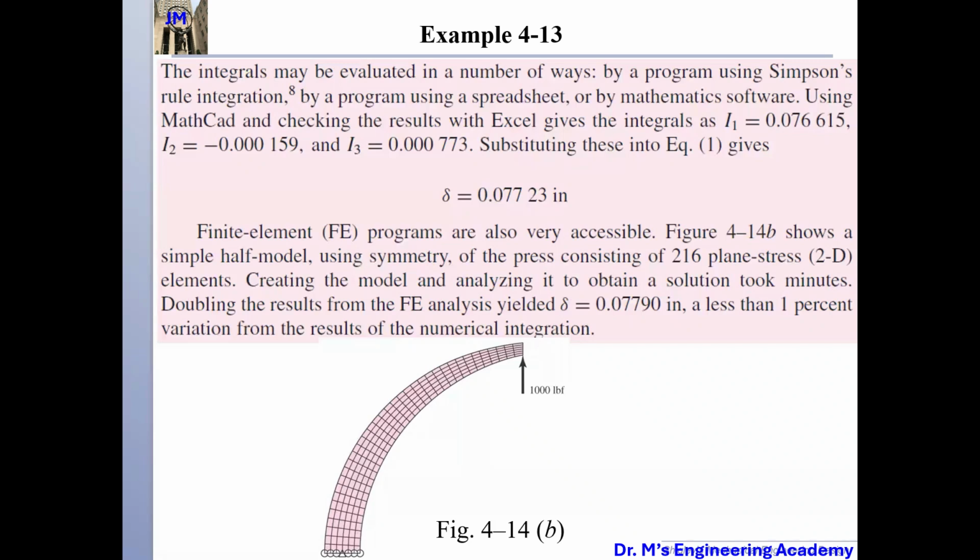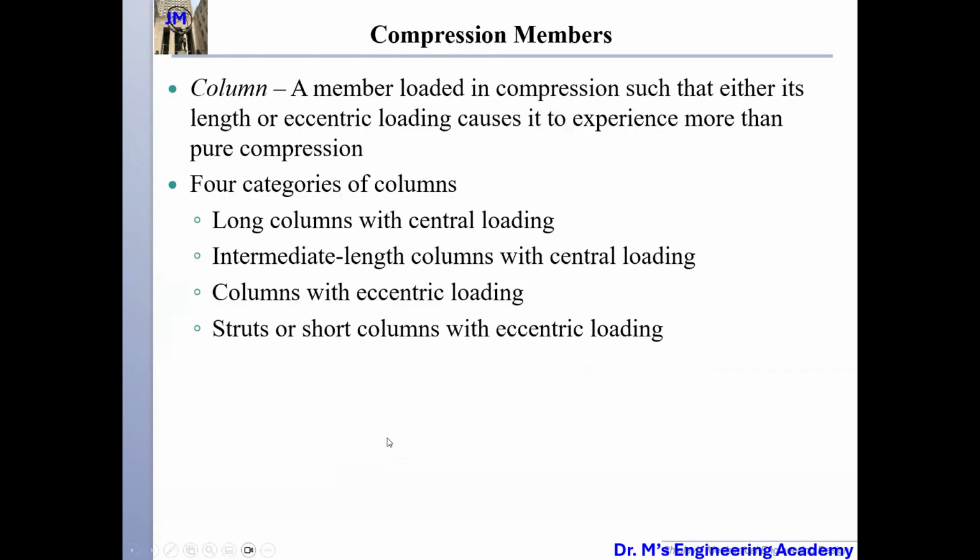And then you can compare your FEM results with analytical results. Questions so far? So now this time, this is not a thin beam. You need to be very careful. And then we talk about the compression members.